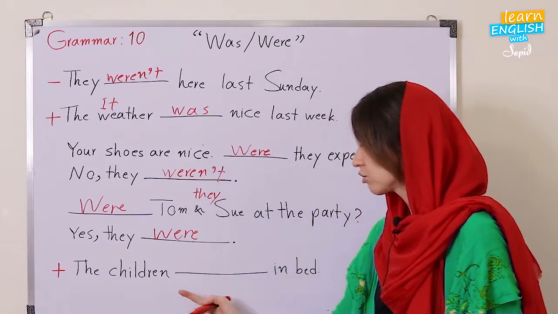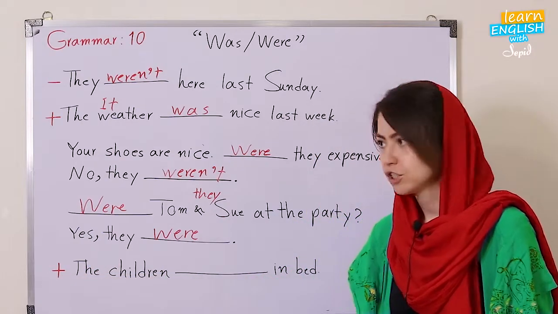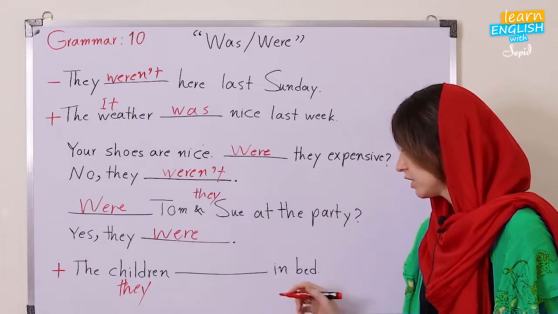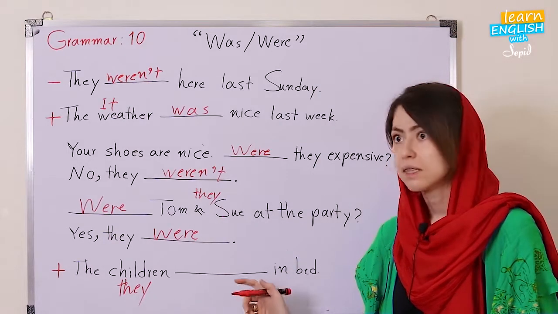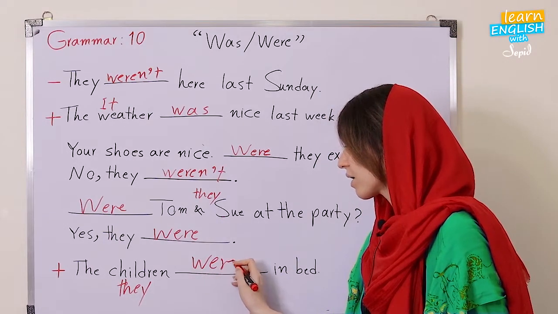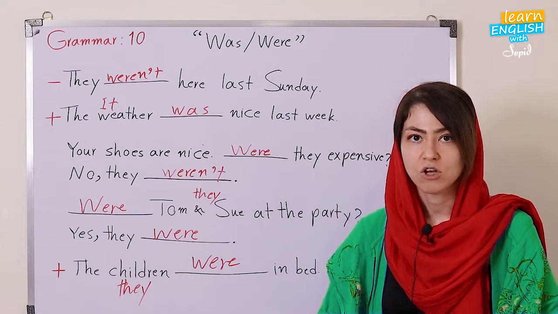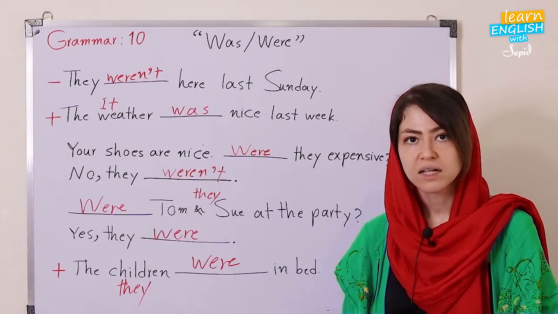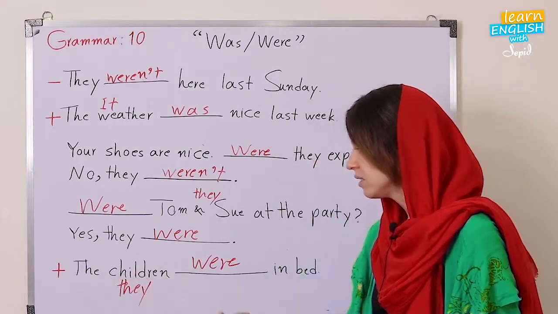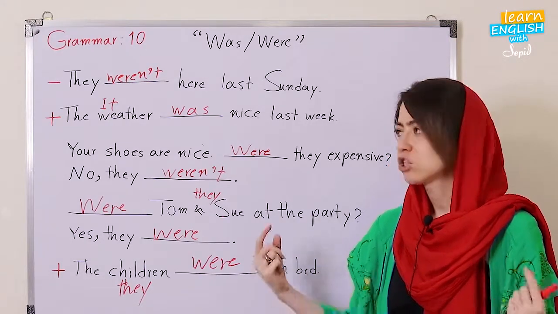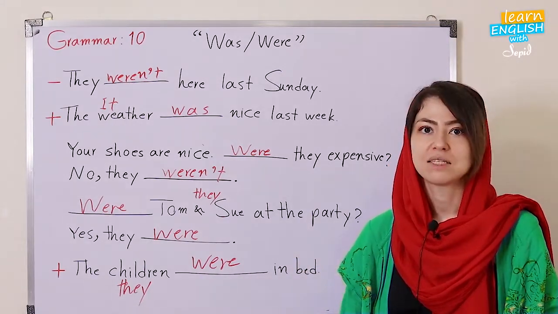Now, the children, affirmative sentence. The children again, they. So, the children in bed. The children were in bed. They weren't outside, okay? But if it is one child, we say the child was in bed because he or she. So, that's the point about that.